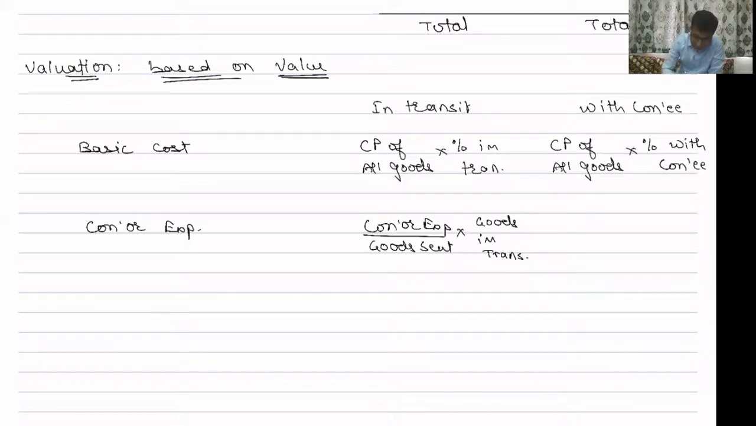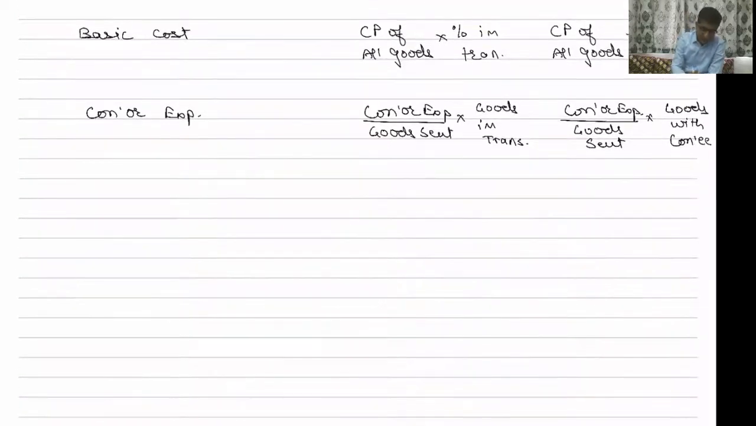And similarly, for goods with consignee, it will be consignor expense upon goods sent, the total value of it, into goods with consignee. करेक्ट. फर्क सिर्फ इतना है, पहले यूनिट्स से हम लोग डिवीजन मल्टीप्लिकेशन कर रहे थे, अब हम लोग वैल्यू से डिवीजन मल्टीप्लिकेशन कर रहे हैं. जस्ट फॉर द सेक ऑफ इट आई एम प्रेजेंटिंग इट इन फ्रंट ऑफ यू. ये नहीं भी किया होता तो भी तुमको समझ आना चाहिए था.